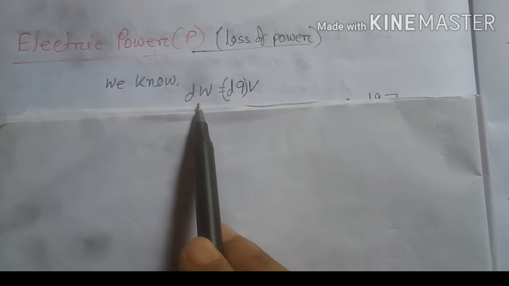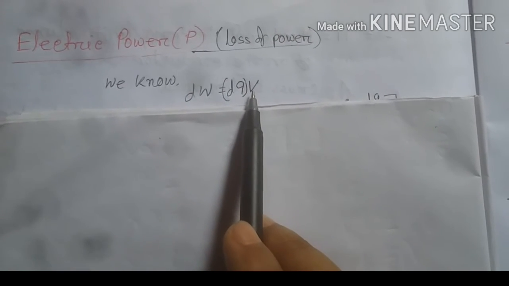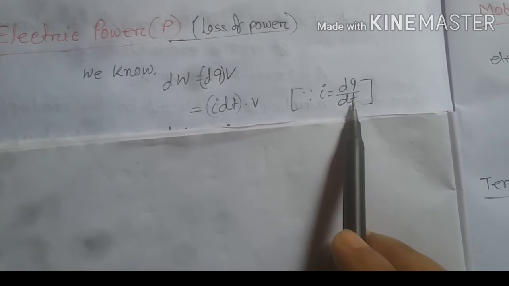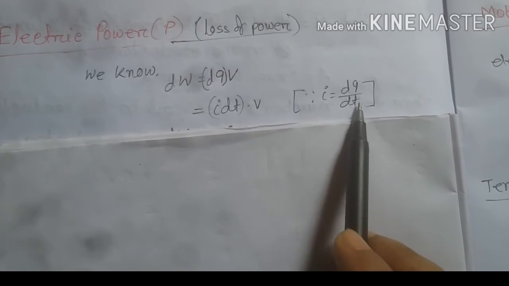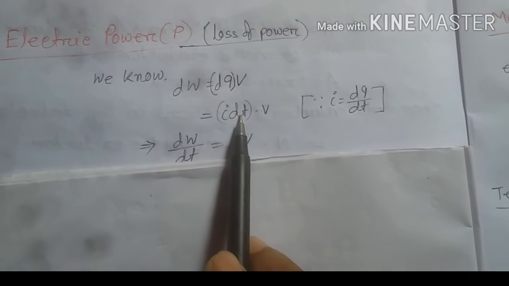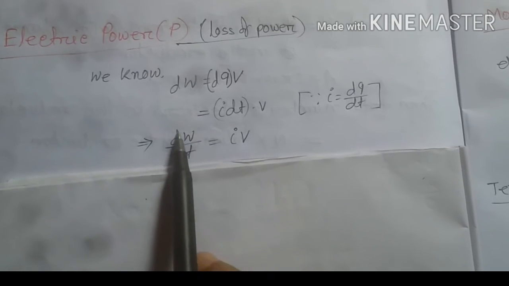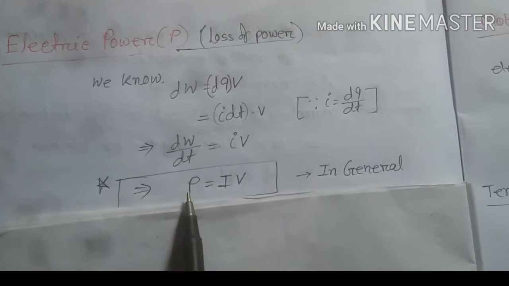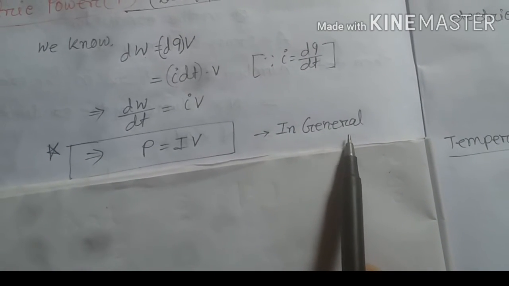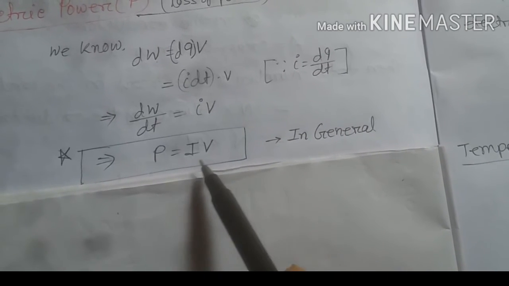So let's find work done in an electrical circuit, which is charge into voltage. Okay, and we know current I equals dq by dt, so from here dq equals I dt, put it over here and then take dt in the denominator, so this will be work done per unit time. So this work done per unit time is the power, that is current into voltage, and this form is in general form, and this will give you the total power supplied by the supplier.